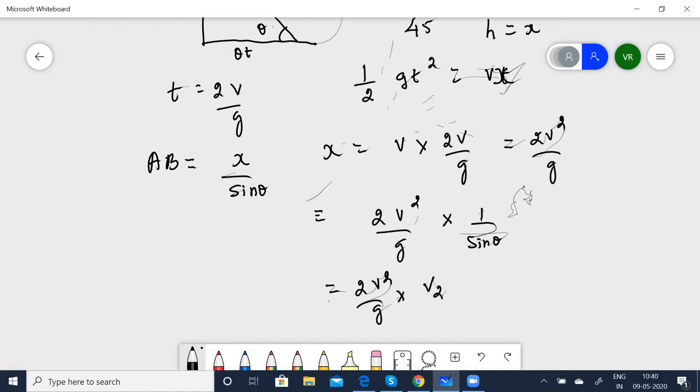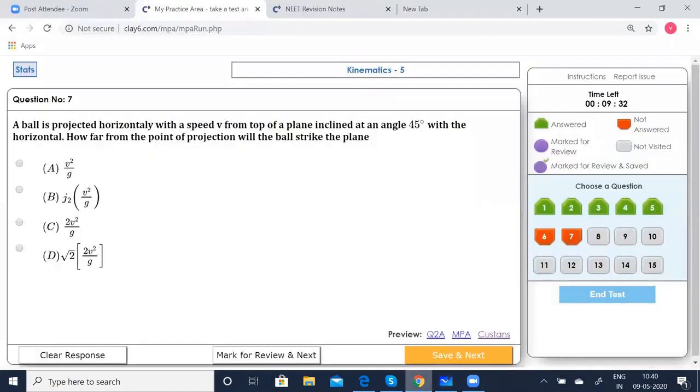Now let's see which option is correct. You can see D's option is correct. So click that, go to the next.